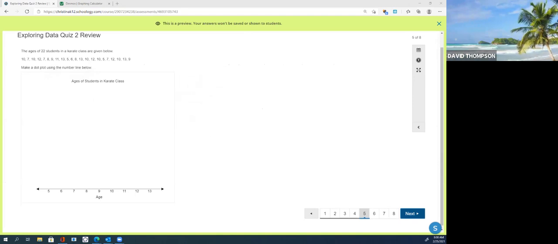Okay, make a dot plot using the number line below. So we have a 10, so move the dot up 1. 7, move it up 1. 10, move it up another. 12. 7. 8. 11. 13. 5. 6. 8. 13. 10. 12. 10.